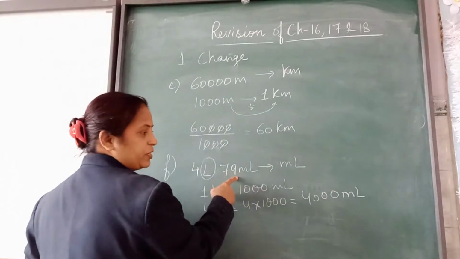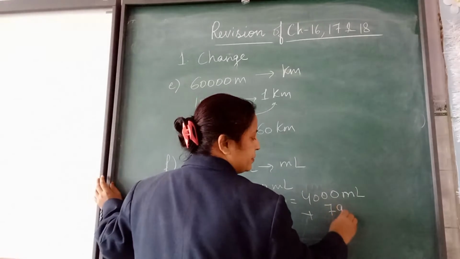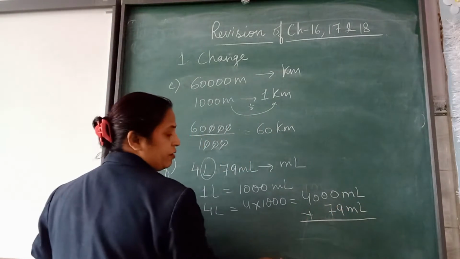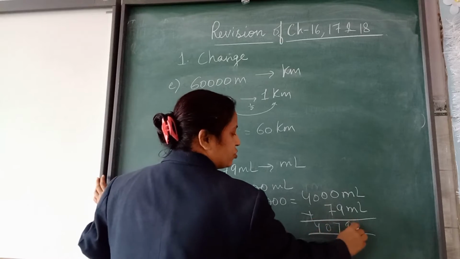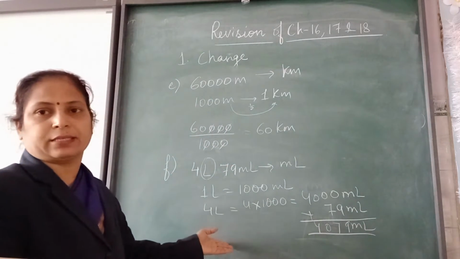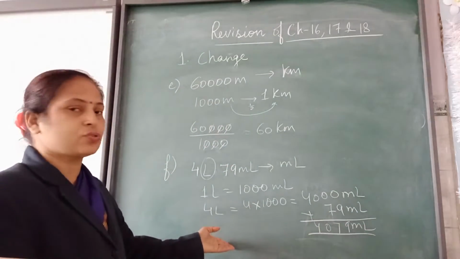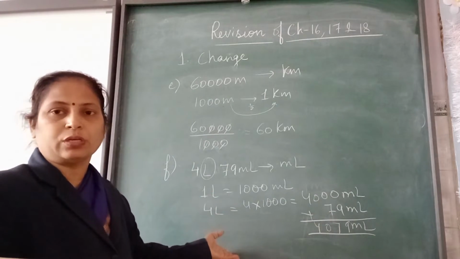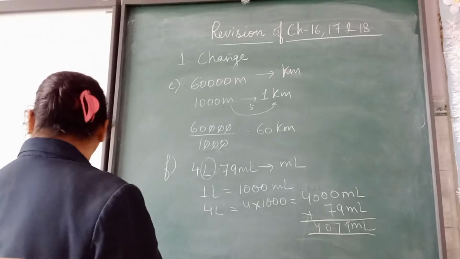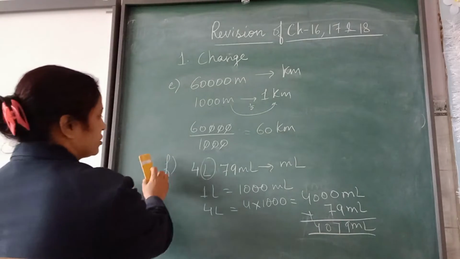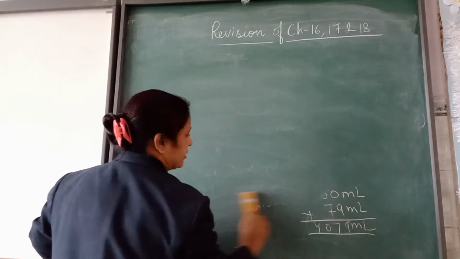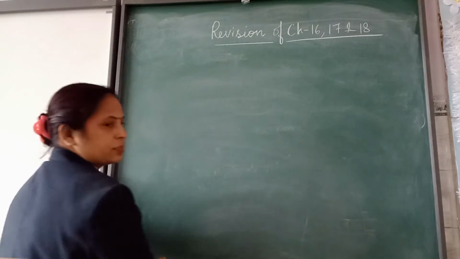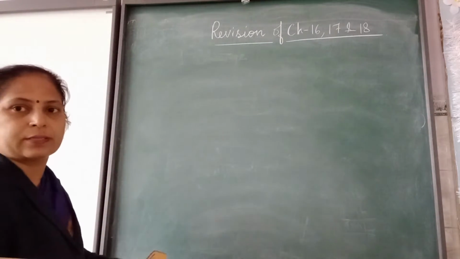Now this is also in milliliter. This you add it. When you will add it, you will get 4079 milliliters. So in this way, children, you are going to solve. In this way, you are going to do the conversion. Now you are going to do the operations on measurements, that is the addition, multiplication, subtraction, all this.